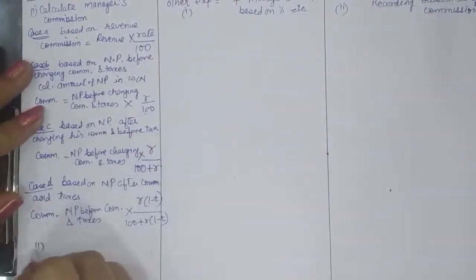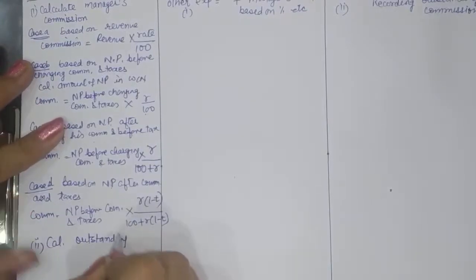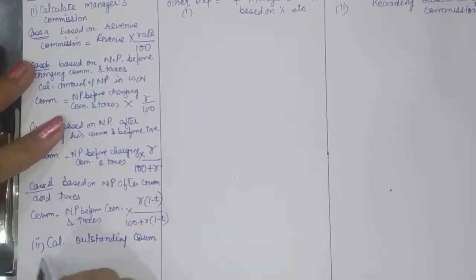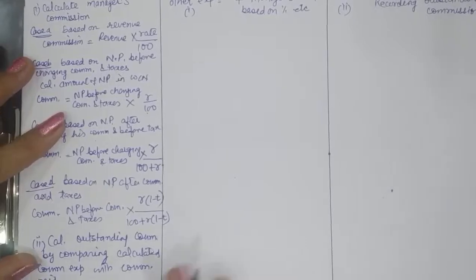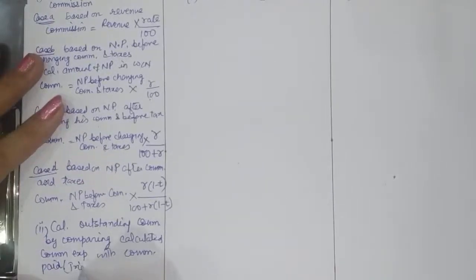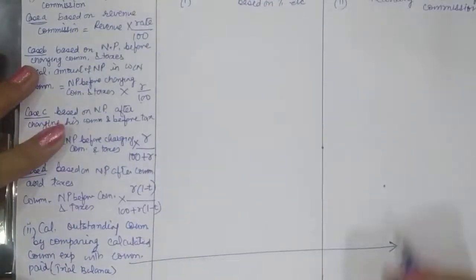Now the second calculation is to calculate outstanding commission by comparing the calculated commission expense with commission paid. The commission that you have paid will be given in the trial balance or in the balances, and the calculated amount is what we have solved. So compare the two and find out the outstanding amount. Outstanding amount will appear in the balance sheet.